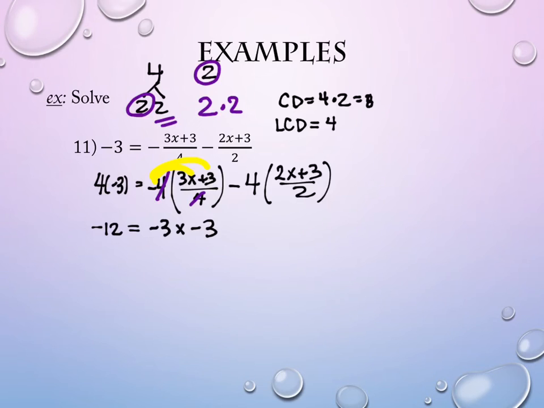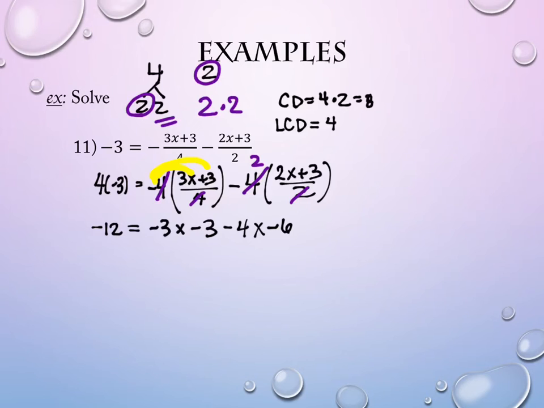The other one, I have a 4 divided by 2, which gives me 2 on that one. So I'll be distributing a negative 2 through to the 2x and the 3. So negative 2 times 2x is negative 4x. And then negative 2 times 3 is negative 6.